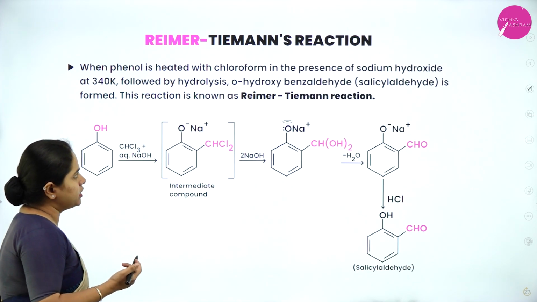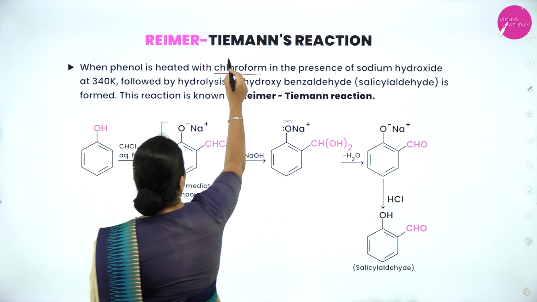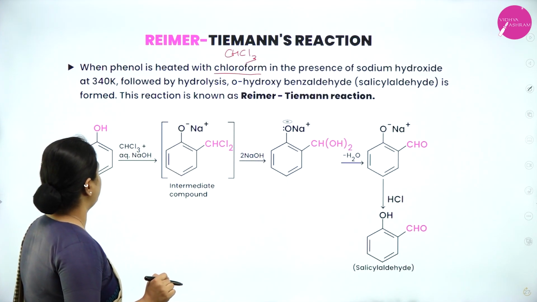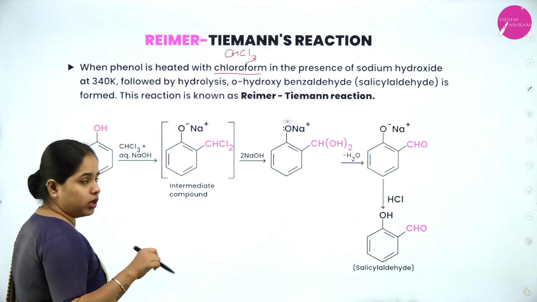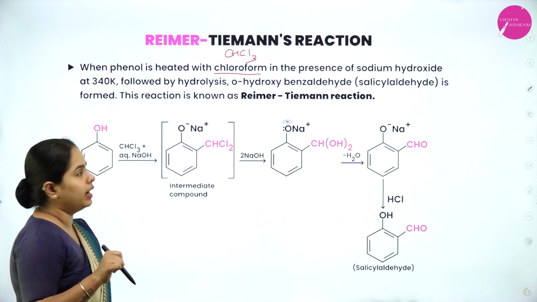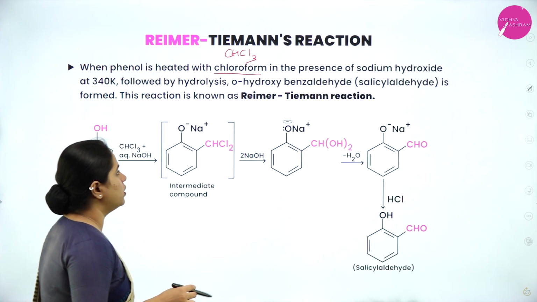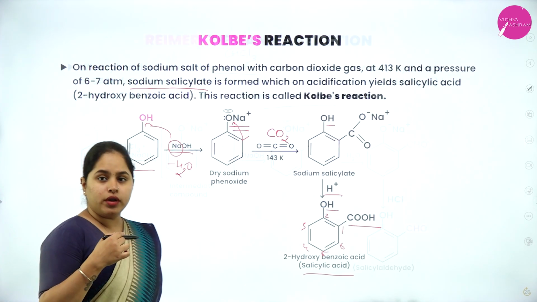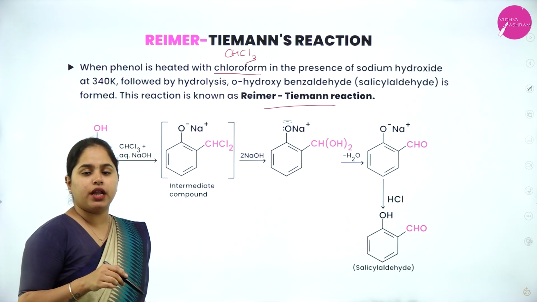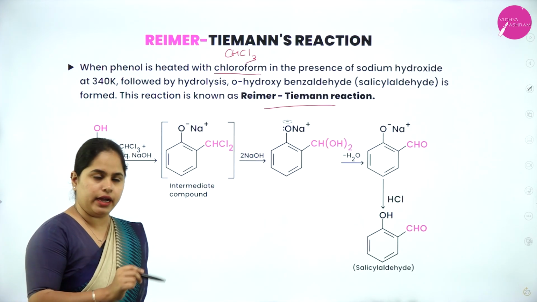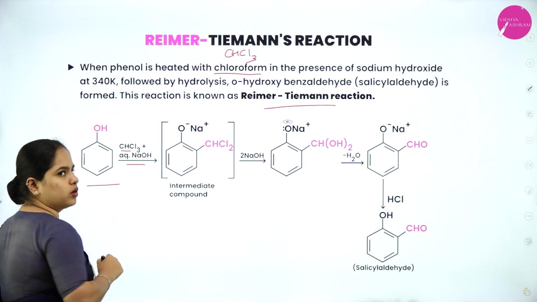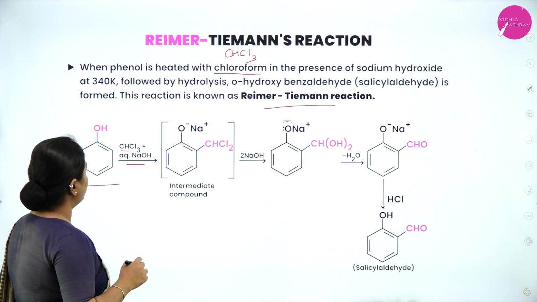So when phenol is heated with chloroform. So what was chloroform? CHCl3, right? Chloroform in the presence of sodium hydroxide, followed by hydrolysis, ortho-hydroxybenzaldehyde, that is salicylaldehyde, is formed. This reaction is known as Reimer-Tiemann reaction. So in Kolbe's reaction, you are getting salicylic acid. In Reimer-Tiemann reaction, you are getting salicylaldehyde. Okay. So phenol is taken, reacted with chloroform and aqueous sodium hydroxide. So what is going to happen?